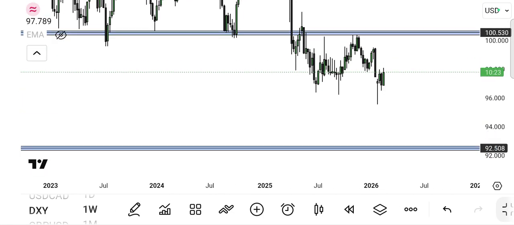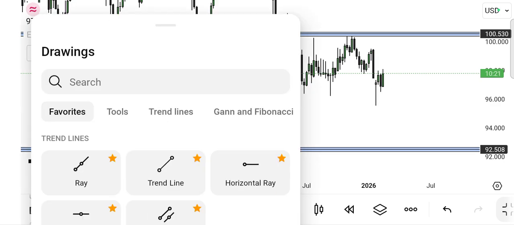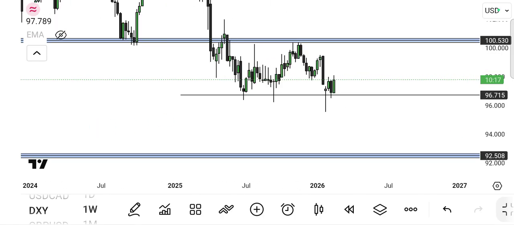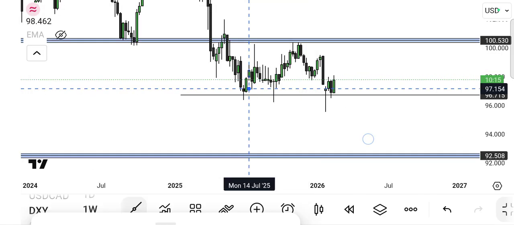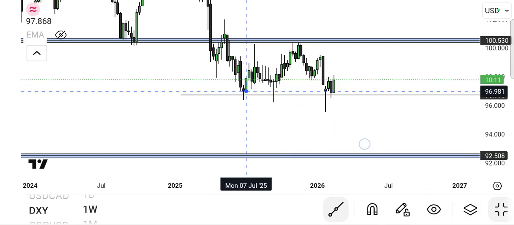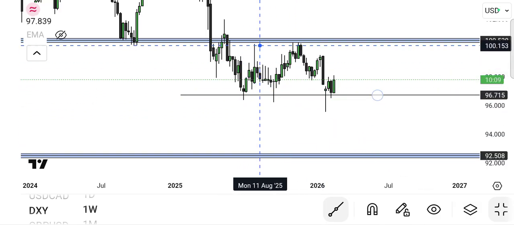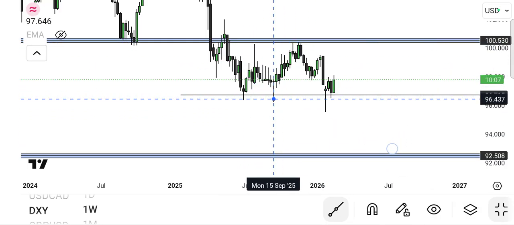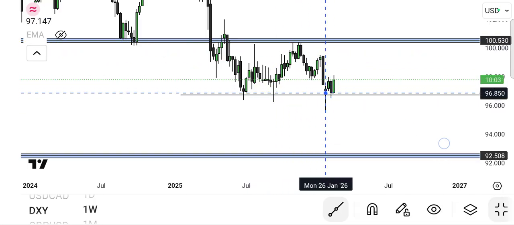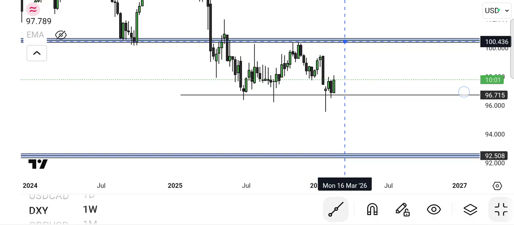Now on the weekly time frame, you could see the obstacle I'm preaching about. This is the thing that is stopping this market from going to this key level. You could see the market came to this place, reacted back to this zone, came back again, reacted back to this zone, came back again, reacted. So the market may likely go back to this zone.